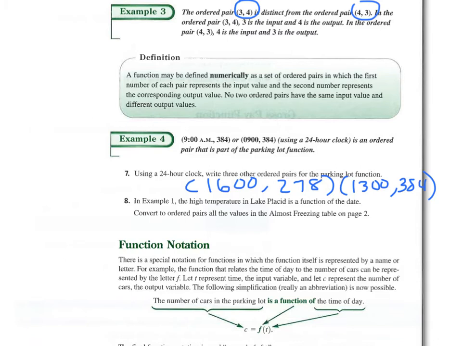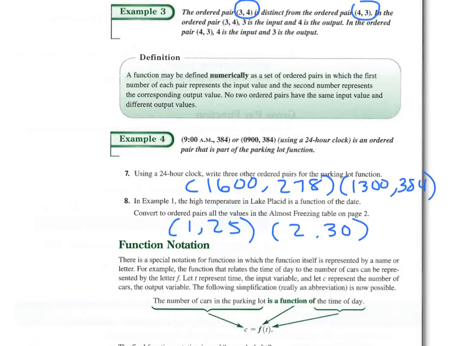Okay, for number 8, I'm just going to convert one of those to an ordered pair for that problem for the Lake Placid. That was the temperature one. So I'm just going to use the first couple. Okay, so date, that first day, high temperature of 25. So that's an ordered pair. Second day, high temperature of 30. Okay, and we could keep doing that for all of those.